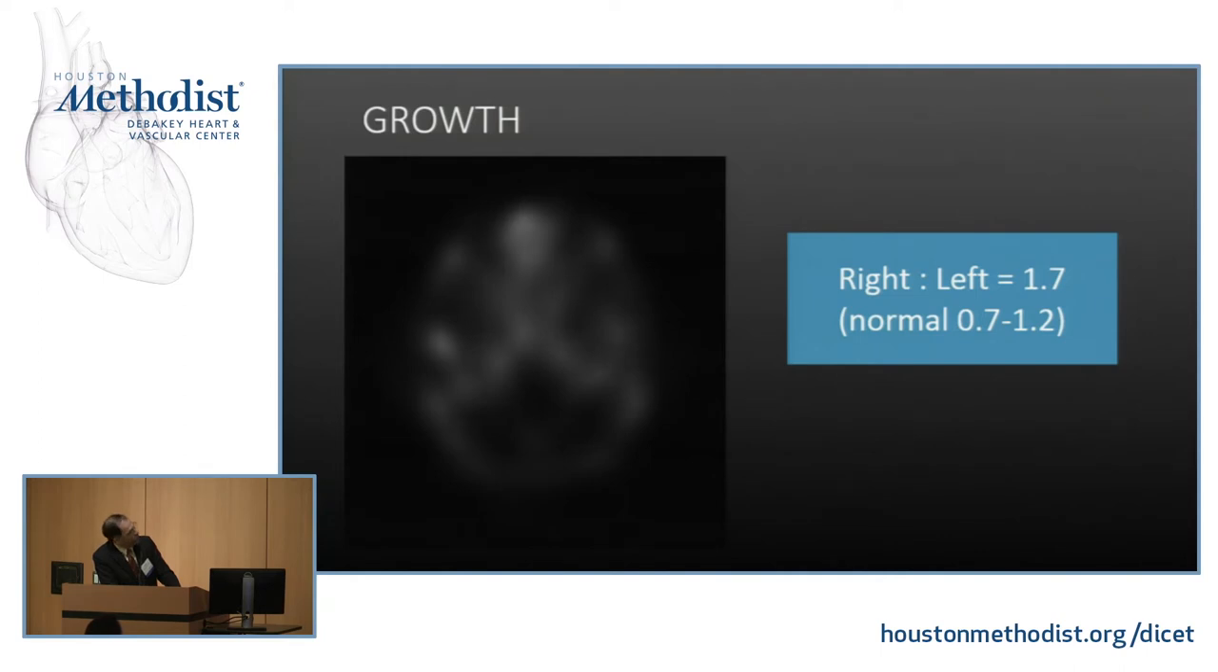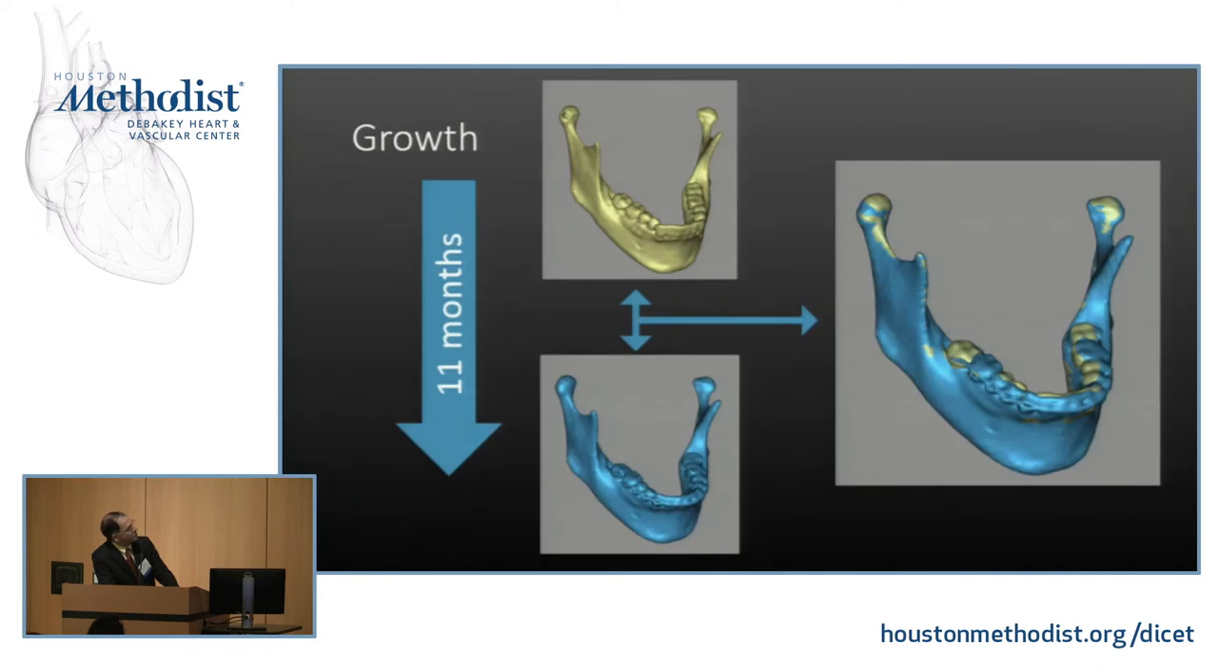For growth, we always use SPECT scans. However, we have a lot of false positives. When you have a false positive, you have to do a big operation to remove the abnormal growth plate. But if we eliminate those growth false positives, we avoid bigger operations. So this is just with cone beam CT data. You take two images 11 months apart. You superimpose them automatically in the computer.